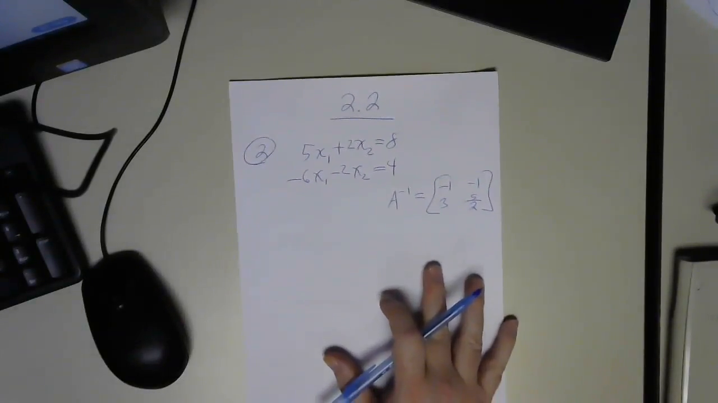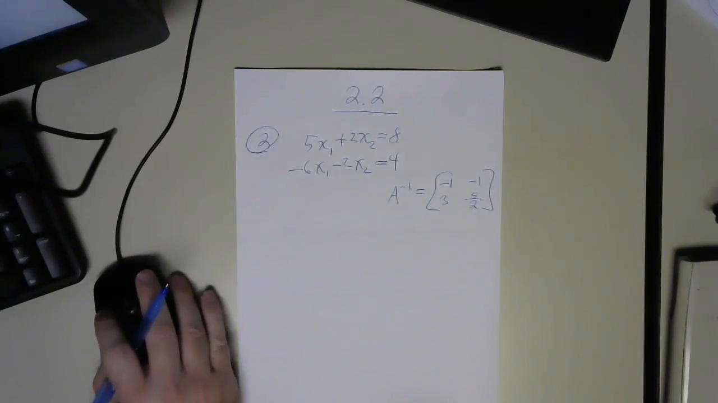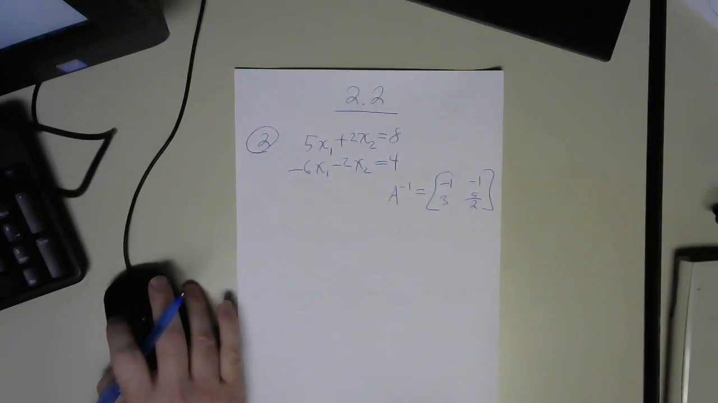This is number 2 from section 2.2. Let's read the instructions. Use a given inverse of the coefficient matrix to solve the system. Okay.